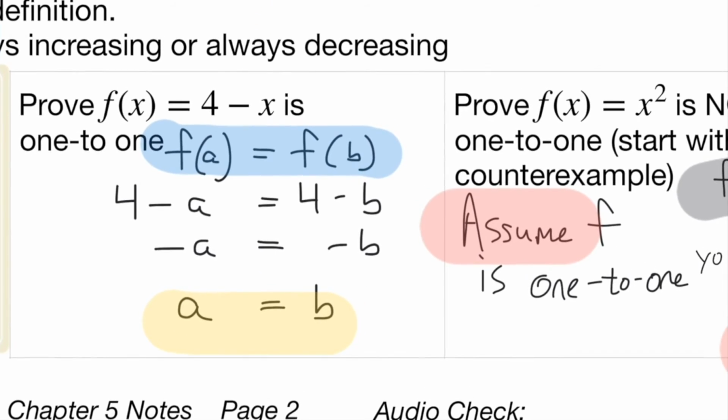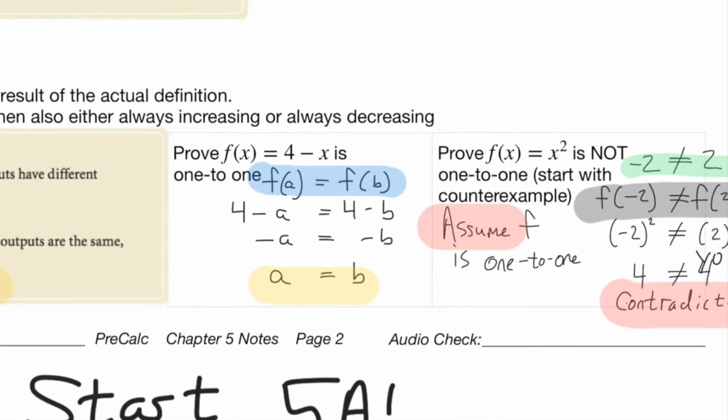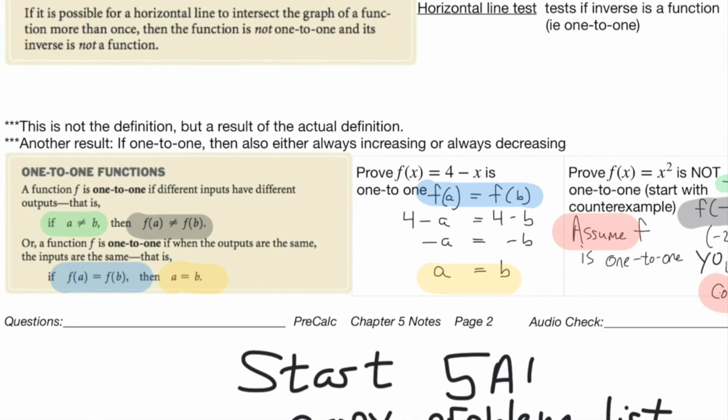If we want to prove that 4 minus x is one-to-one, we can start with a definition. If you want to prove something, this is just a really quick proof. It's not a full-on geometric two-column proof, but we want to make sure that we know how to prove something. So we're going to try and prove that this function is one-to-one. In this case, I think it's easier to start with f of a is equal to f of b.